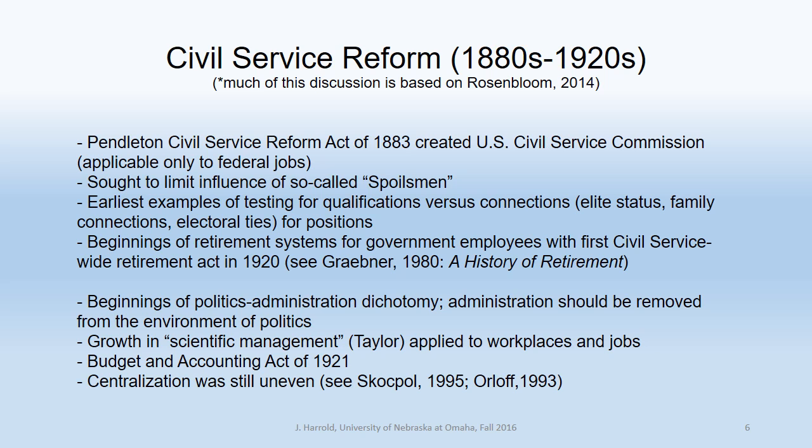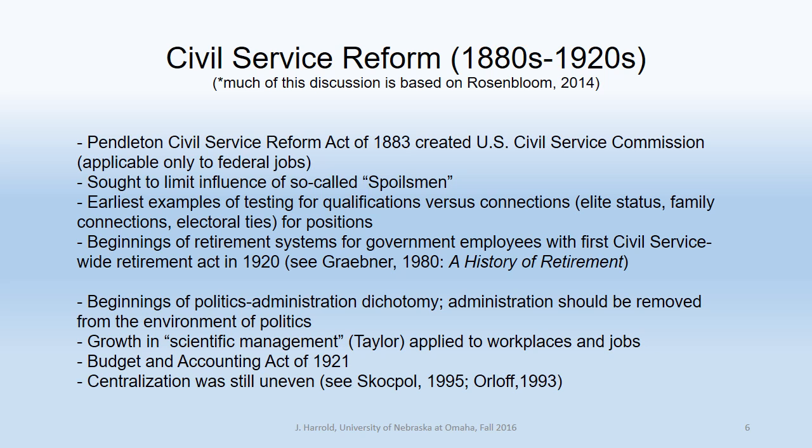For example, we see the beginnings of retirement systems for government employees. In 1920, the first Federal Civil Service-wide Retirement Act was passed. At state and local levels, we're starting to see the beginnings of career public employees. And, for example, we're starting to see the first retirement systems for K-12 teachers. We see the first retirement system during this era for military officers primarily. And so what's happening during this era is we're seeing the beginnings of this politics administration dichotomy that Wilson and Goodnow really were advocating. And what we're seeing is the rise in a so-called professional administrative force.